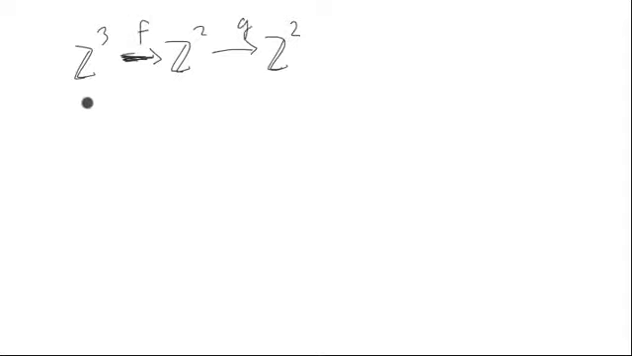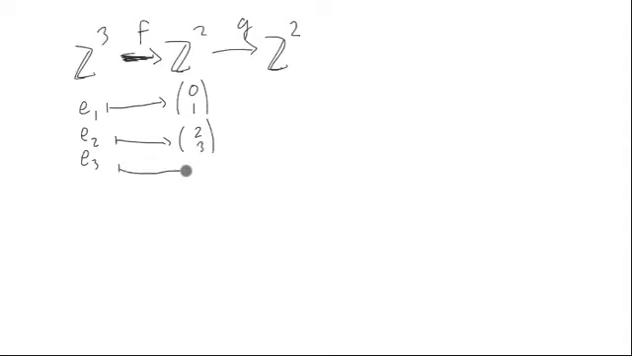Suppose that we take the standard basis elements E1, E2, and E3, and these ones have different images. Let's suppose E1 gets sent to 0, 1. Maybe E2 gets sent to 2, 3. And let's suppose that E3 gets sent to 1, 1. Okay.